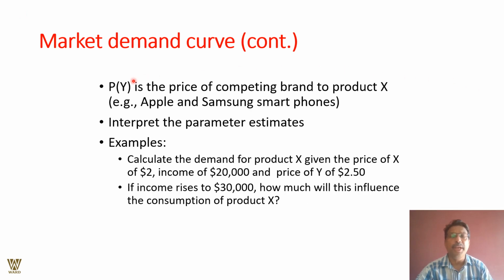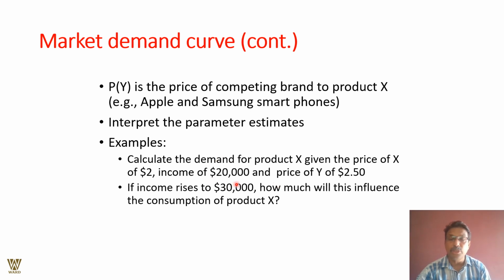Now, how are we looking into it? The price is of the competing brand for the product X. Let's say a smartphone from one of the premier companies, or the other being the Android smartphone. Then come and interpret the parameters altogether. Now we need to understand the demand for the product X given the price of X is, let's say, $2. The income is approximately $20,000 and the price of Y is approximately $2.5. Now, if the income rises to $30,000, how much will be the influence on the consumption of X is what we are trying to identify.